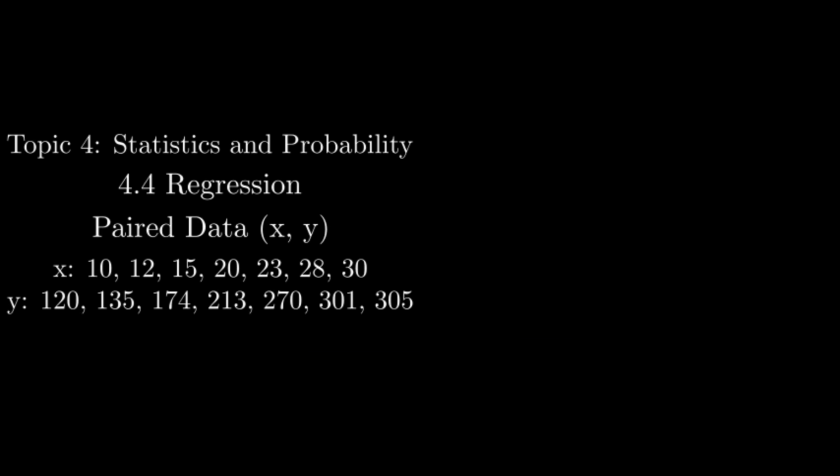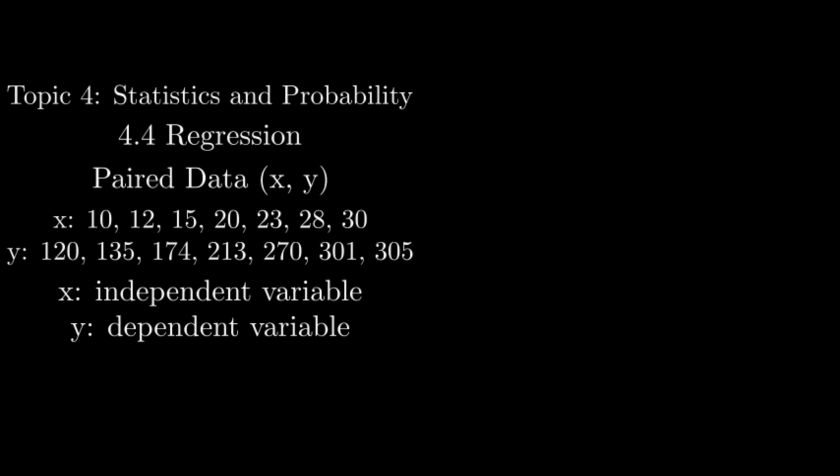Here we have a set of x values and a corresponding set of y values. We typically assume that one variable depends on the other. In our case, we'll assume that x is the independent variable and y is the dependent variable. This means we think the value of y depends on the value of x.